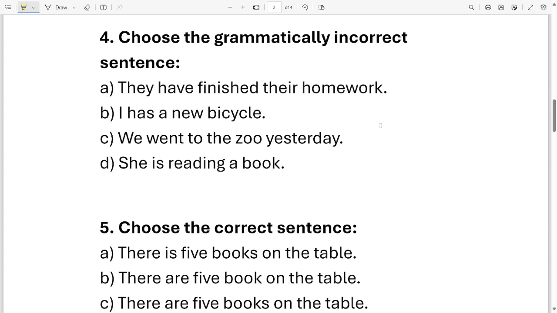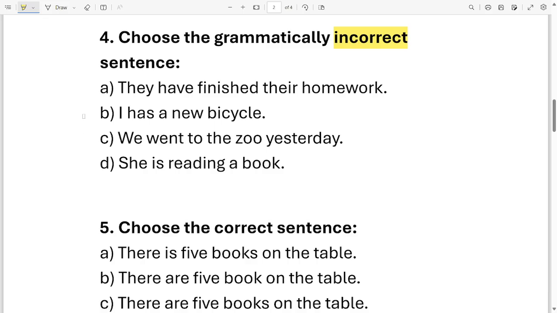Question number 4. Choose the grammatically incorrect sentence. Remember, here it's incorrect. Not correct, but incorrect. Okay. Let's look at the options. They have finished their homework. I has a new bicycle. We went to the zoo yesterday. She is reading a book. Now, out of these 4 sentences, identify the sentence which is grammatically incorrect.